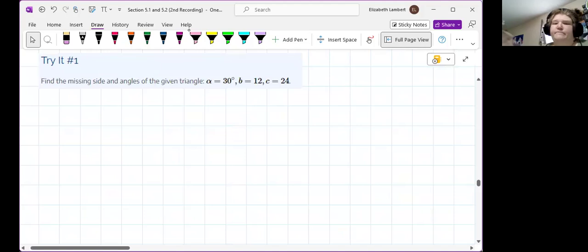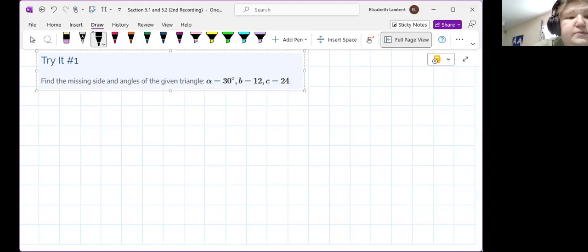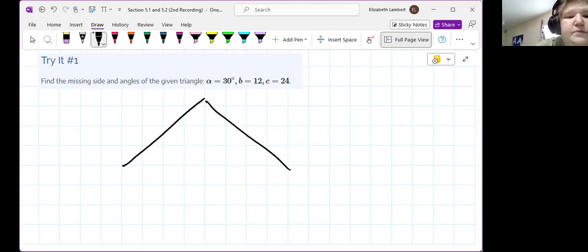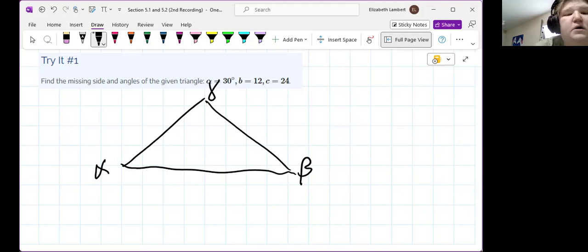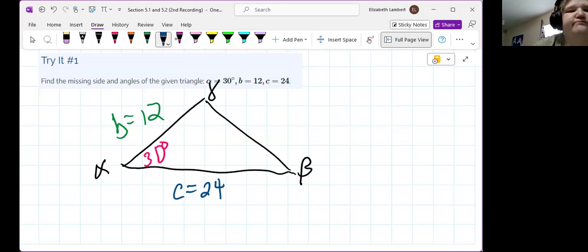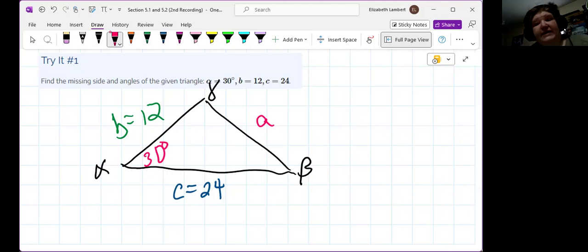All right. So another side angle side. So alpha, I'll put beta over here. So this is 30 degrees. B is 12 and C is 24. So our first thing we're going to find is A.